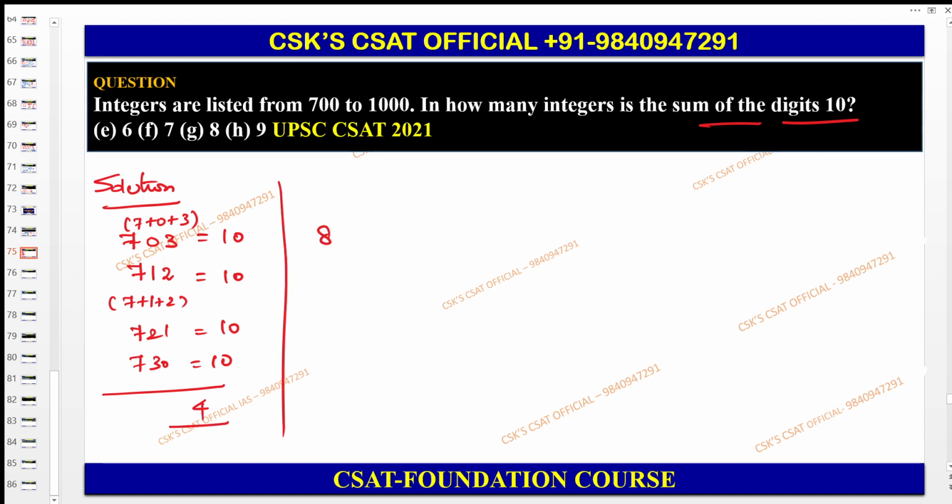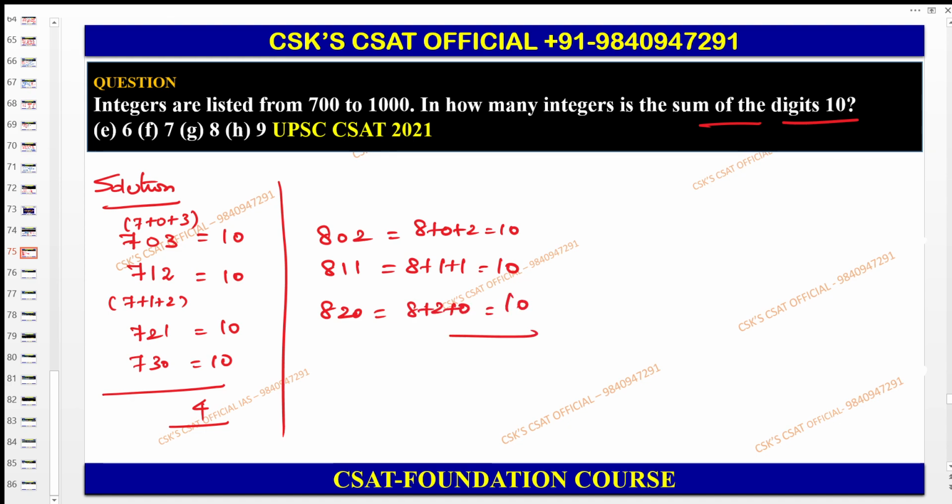Let's move on with 8 series. 8 0 2 gives you summation as 10. So 8 plus 0 plus 2 is equal to 10. Then 8 1 1 also gives you 8 plus 1 plus 1, which is 10. Then 8 2 0 gives you 8 plus 2 plus 0, which is equal to 10. So therefore here 3.